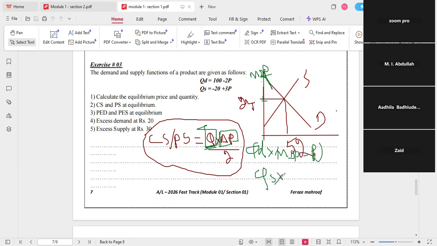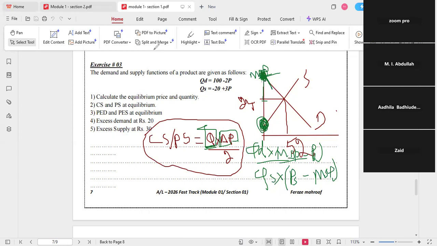For producer surplus, what will the price difference be? Producers are sellers, so the sellers' price minus the minimum supply price. Because this is the maximum demand price and this is the minimum supply price. What is below is the minimum supply price, and what is above is the maximum demand price. Both divided by 2. So this simply, we can derive the consumer surplus and producer surplus equations.